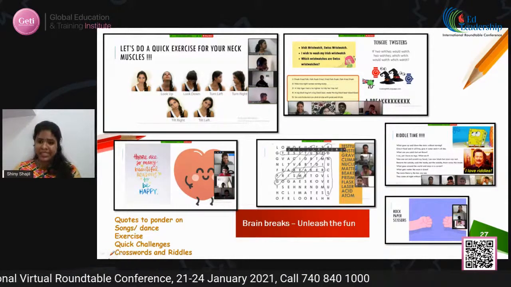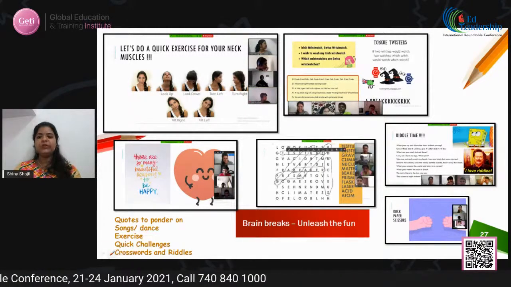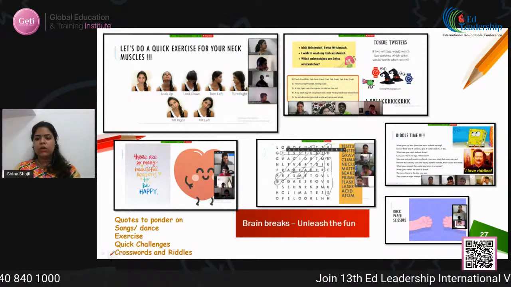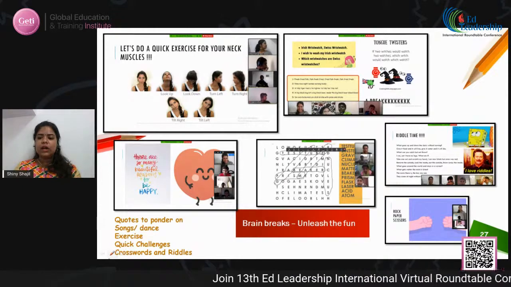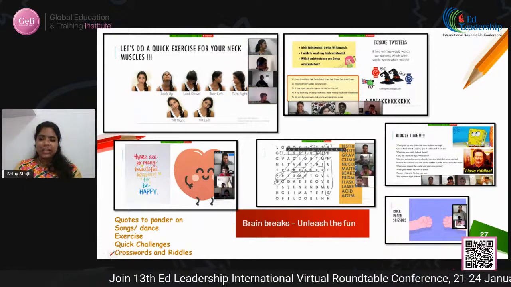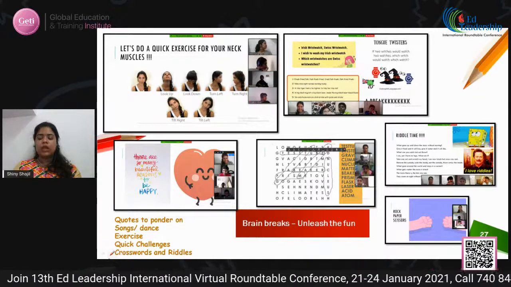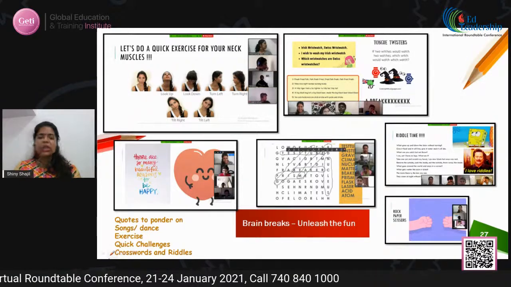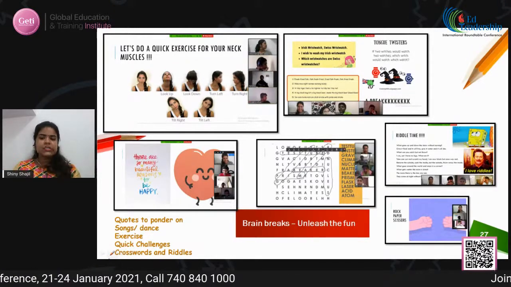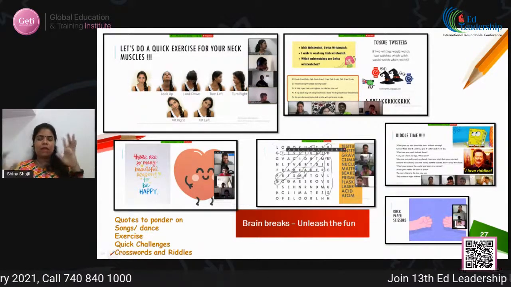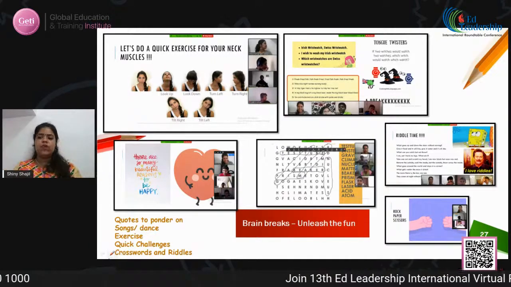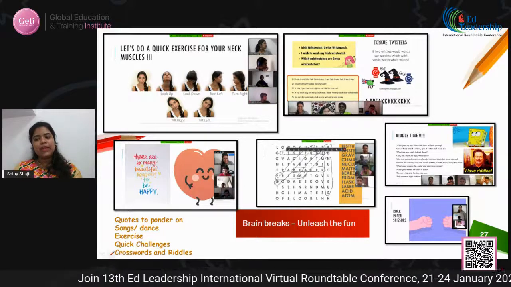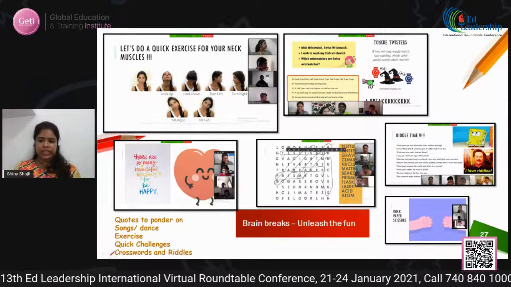Then you can ask them to do exercise. You can see over here with my grade 8 children, we did a quick neck exercise during our session. It was a brain break. And then you can also include challenges, like ask them to read out a tongue twister, do a crossword, or solve a riddle, like rock, paper, scissors. All these are ways in which you can give them a break and then bring them back to your session. But you have to ensure that this brain break is not too long, because then it might affect you from reaching your learning objective.